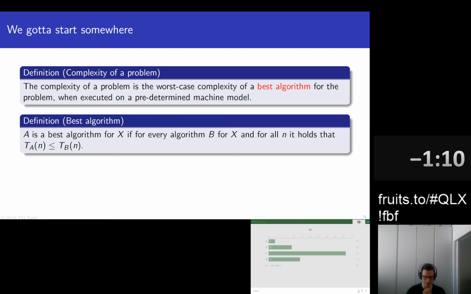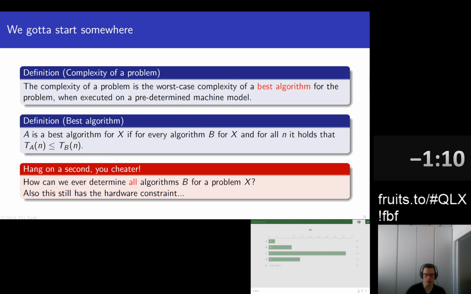Now, that's slightly problematic because, how do I determine whether something is the best algorithm? Right? That requires me to think about any other algorithm for the problem. How can I ever determine all of the algorithms? And to add to that, this definition also still says, for the complexity of a problem, when executed on a predetermined machine model. So the complexity of a problem would still depend on what machine model I use. A problem would be easier or harder on a single tape machine than it would be on a multi-tape machine. But it's just a problem, right? It shouldn't matter what kind of machine I run it on. The problem is still the same. So perhaps this definition, although it gets us closer, still isn't exactly what we want. Perhaps we can do better.